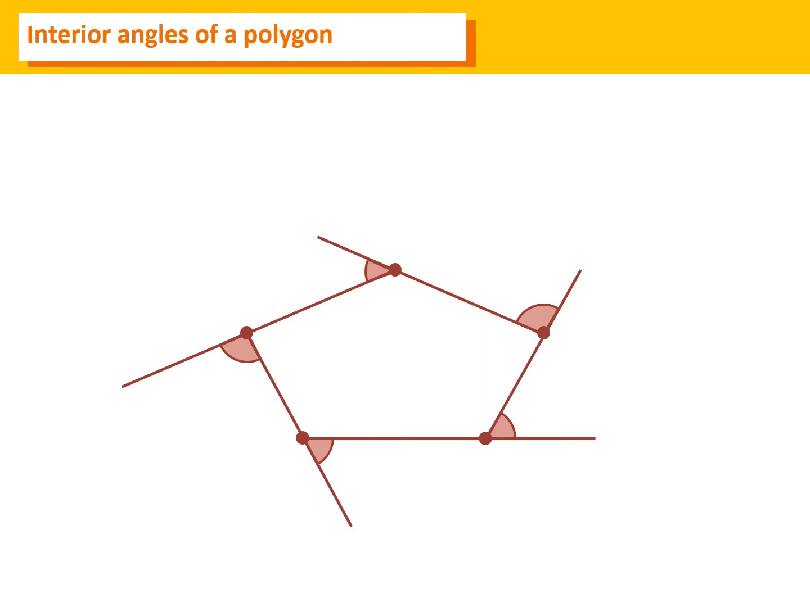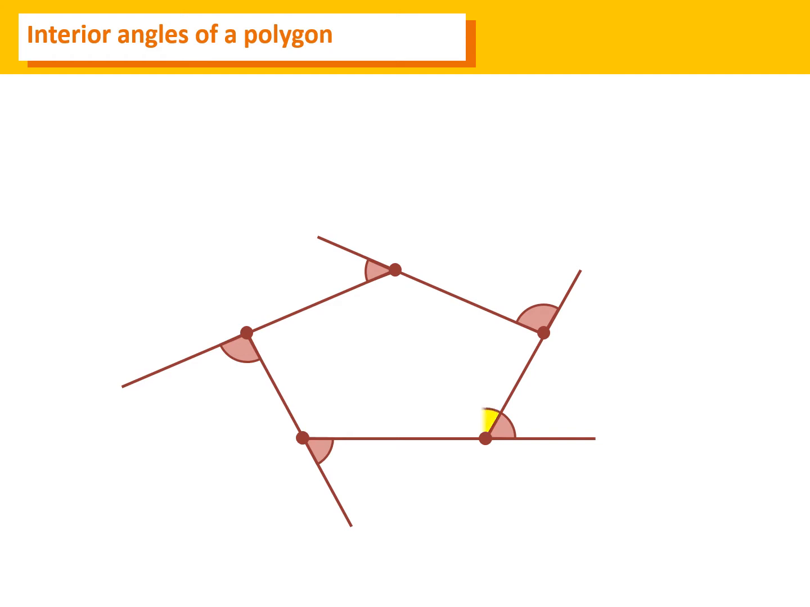Those are the exterior angles of a polygon. They lie outside the polygon, and there's a separate video explaining exterior angles. Very briefly, the total of those exterior angles will be 360 degrees.